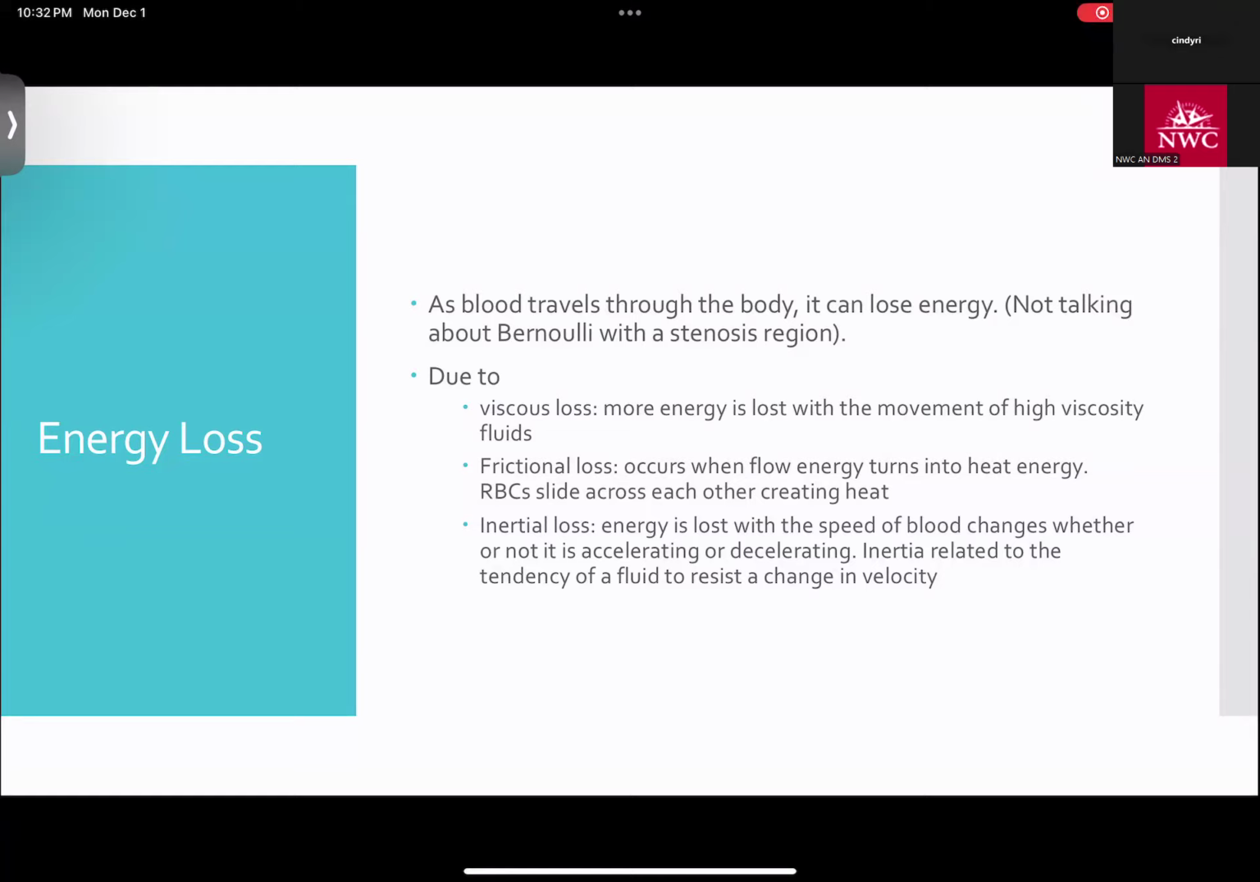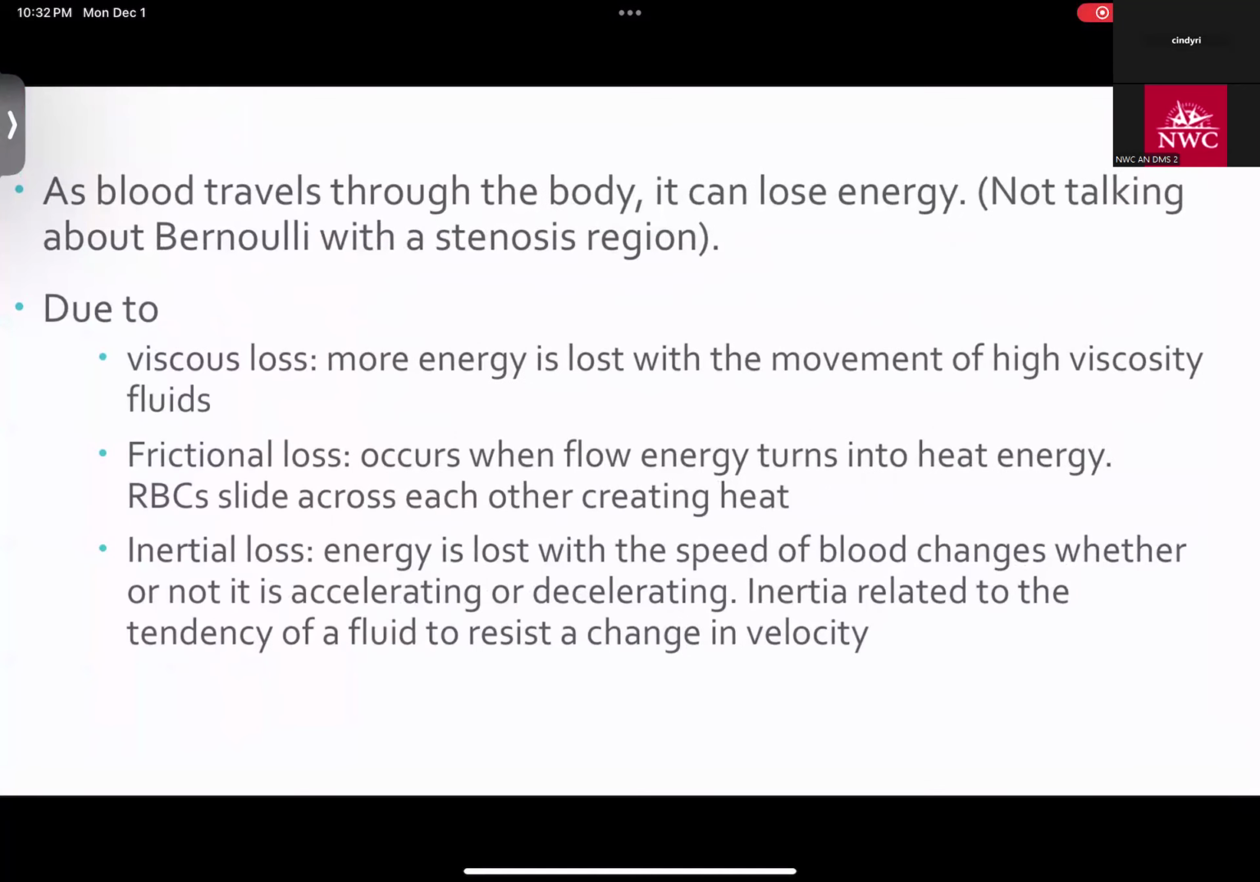energy. And when your test asks you about loss of energy, you have to know 3 types of energy loss specifically. There's viscous loss, frictional loss, and inertial loss. Viscous loss has to do with the movement of a high viscosity fluid. So viscous loss, it says more energy is lost with movement of a high viscosity fluid.